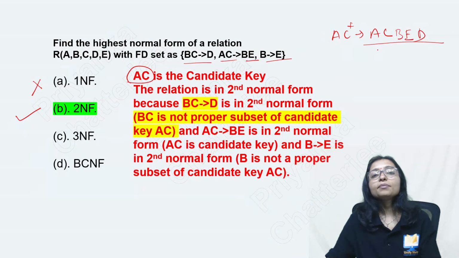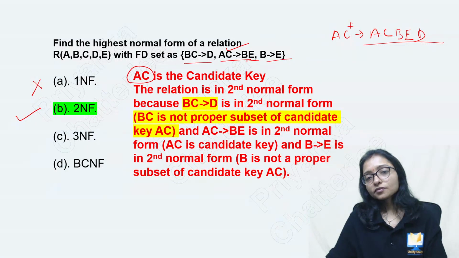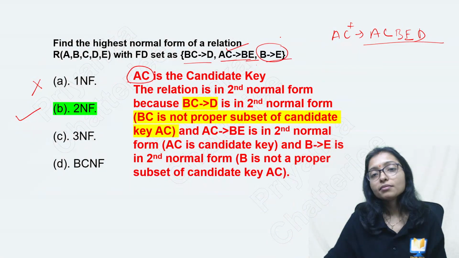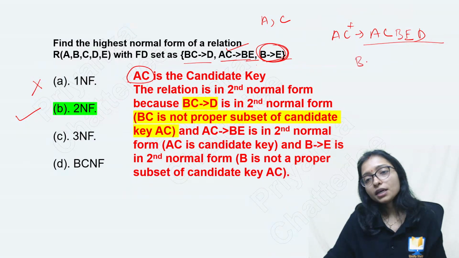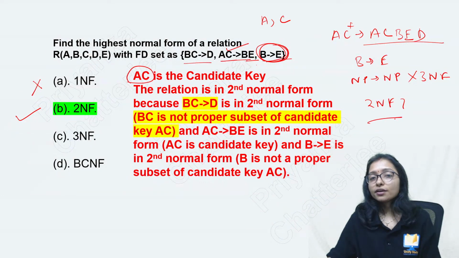Now as AC is your candidate key, this is no problem, but here I am getting non-prime to non-prime, because the prime attributes are A and C. This is non-prime to non-prime. B implies E is creating non-prime to non-prime. That's why it is not in 3NF. But what about 2NF? Is it in 2NF?